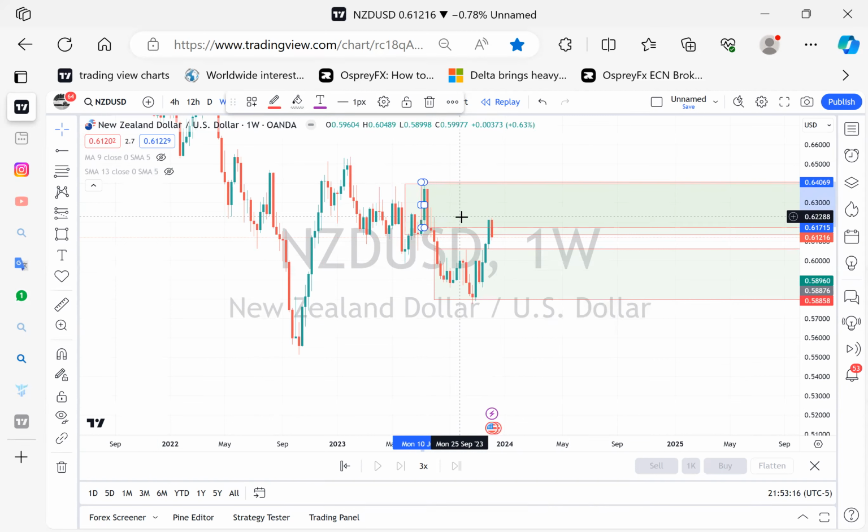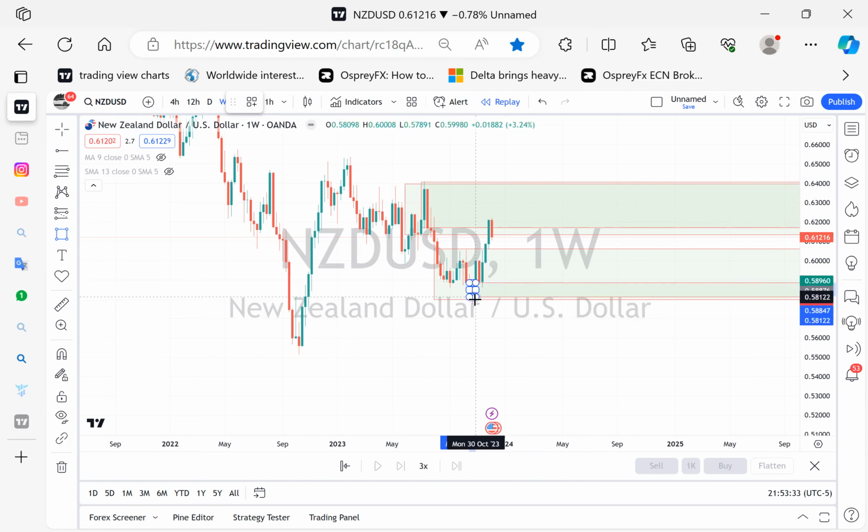You can use different colors if you want to. I'm not going to do that. You can label these if you want to. Again, I'm not going to do that, but there's nothing wrong with you doing that, especially if this is your first time seeing this. Here is the weekly order block below price.